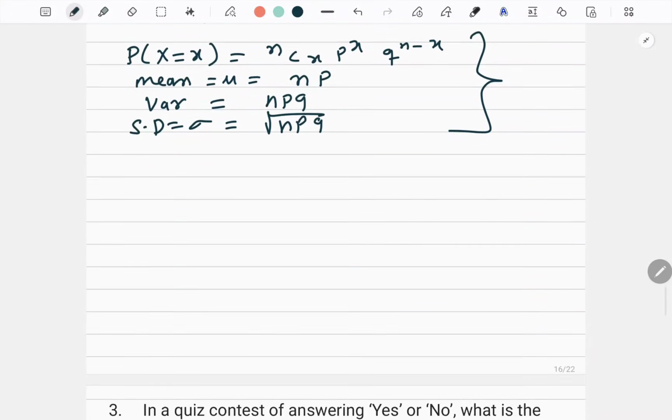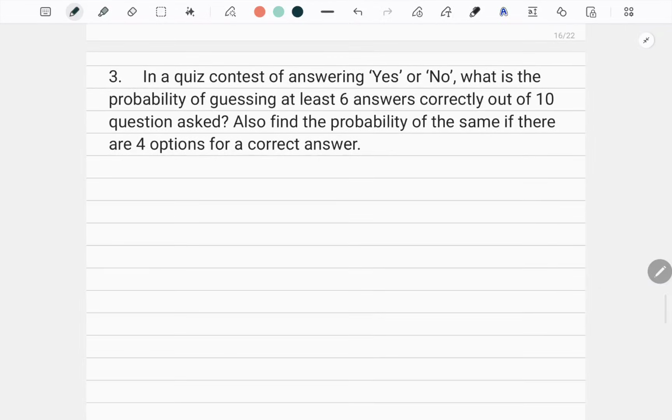Okay, so let us now do some numericals based on this. In a quiz contest of answering yes or no, what are the options? Yes and no. So the sample space has 2 entries, and obviously only one answer will be correct. So what is p? p is 1 by 2, and obviously the other answer is wrong, so q is equal to 1 by 2. We need to find the probability of guessing at least 6 answers out of 10 questions. So n is equal to 10.